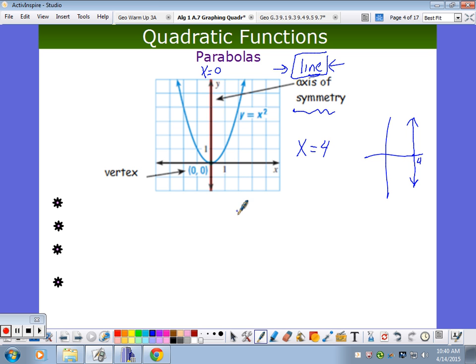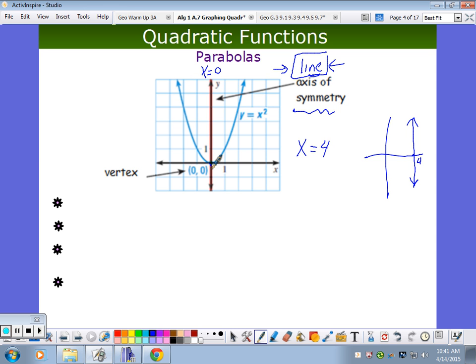Would I say the axis of symmetry is 0? No, 0 is just a number. It doesn't mean anything. x equals 0 tells me you have a line. So that's what that is. The vertex is this point here, right on the axis of symmetry, where if you were to fold, like look here, it's folding, right?